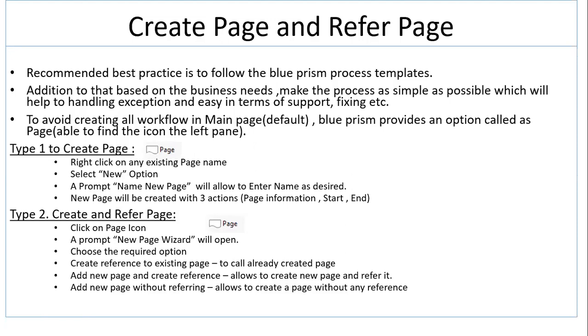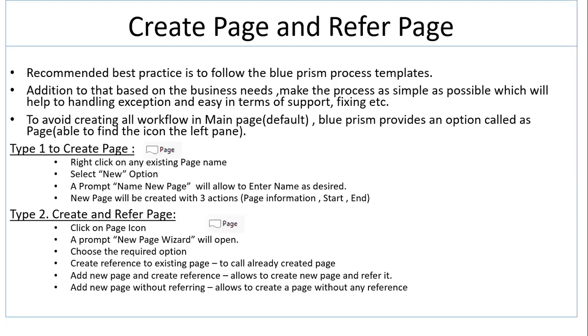As soon as the page is created in Process Studio, similar to the process creation, you will have three major actions: process information, start and end. So this is one way of creating a page reference inside the process.